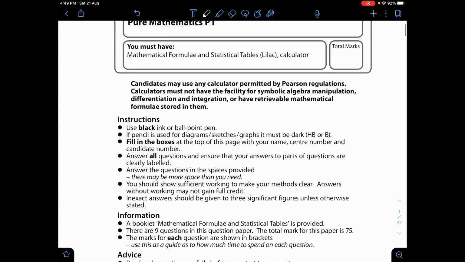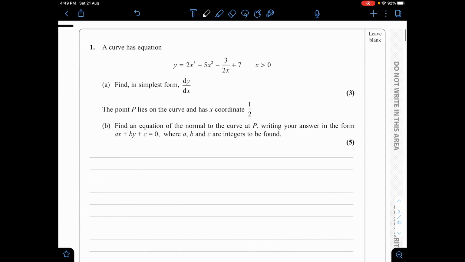So question number 1: a curve has equation y equals 2x cubed minus 5x squared minus 3 over 2x plus 7. Find, in the simplest form, dy over dx. The first thing we have to do here is convert everything to indices form. So this over here we can turn into minus 3 over 2 times 1 over x. That's the same thing as minus 3 over 2 times x to the power of minus 1. So that's that.